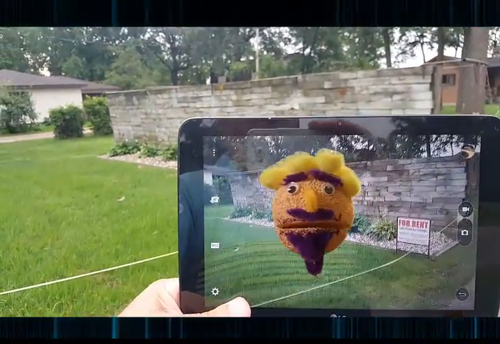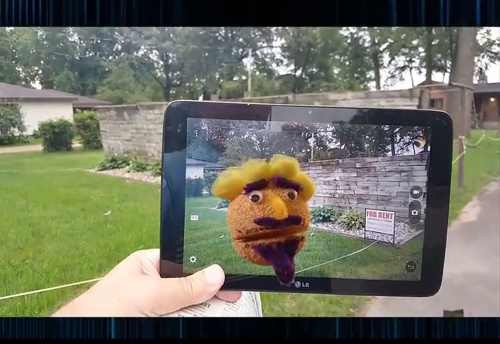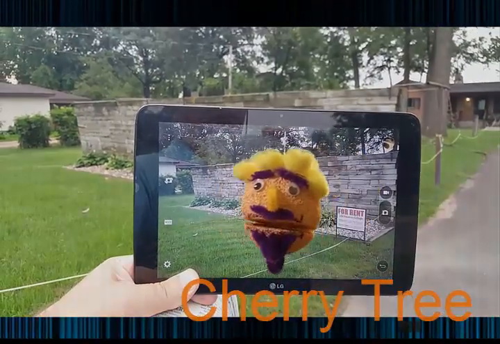Hi, I'm Funster Henry, and you found me. Your treasure is 500 spendables. To bank them, enter the secret word, which is cherry tree.